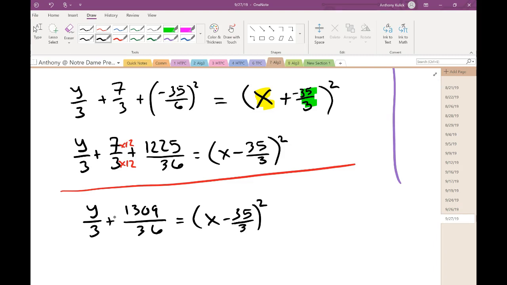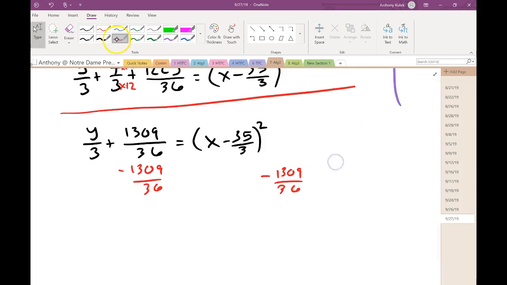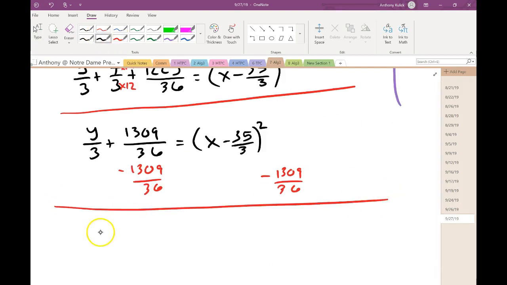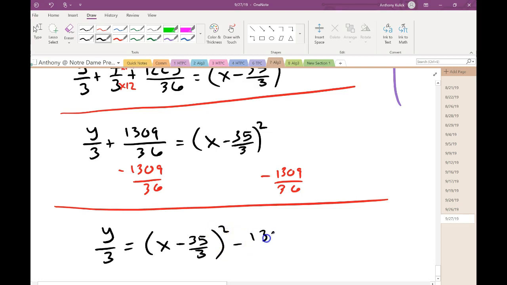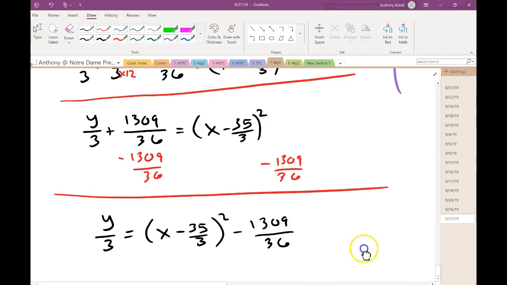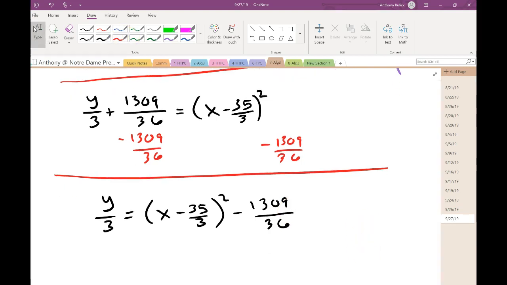And then the last step is going to be to get the y by itself. So the first thing I'll do is I'll subtract this 1,309 over 36 from both sides. And then what will I do next after that? Multiply both sides by 3.